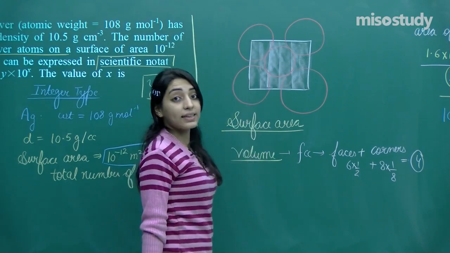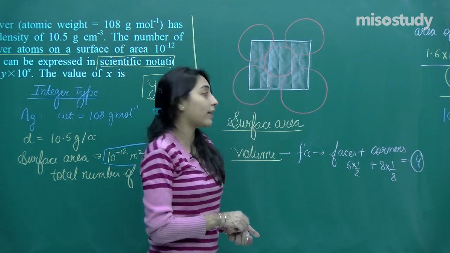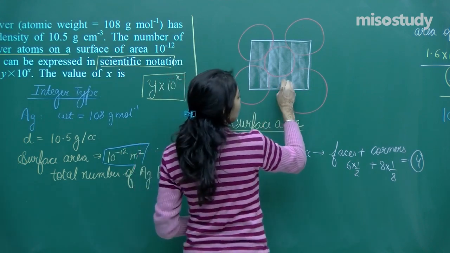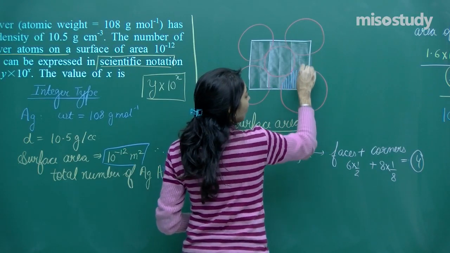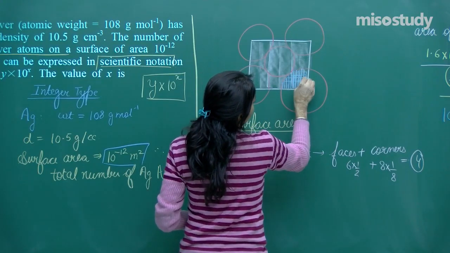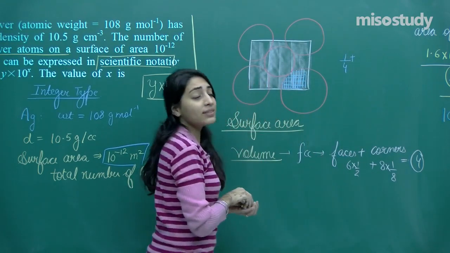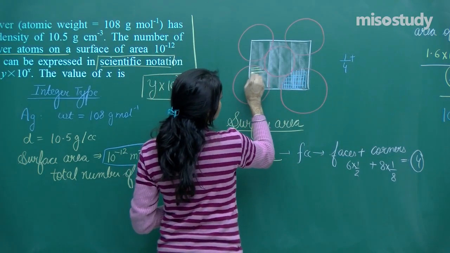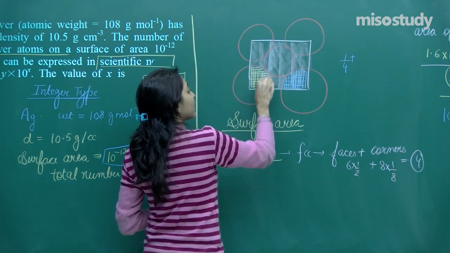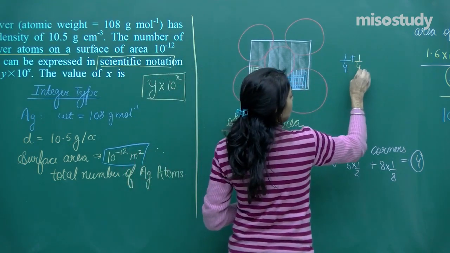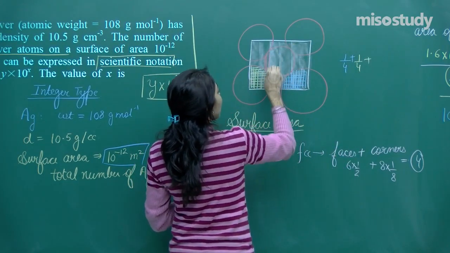But I am just considering the surface area. That means I am assuming it to be a 2-dimensional thing, right? So how many atoms are present? 1 by 4th of this atom, so 1 by 4th we have got, plus another 1 by 4th of this atom, the one which is there in yellow, plus let us say this pink atom.